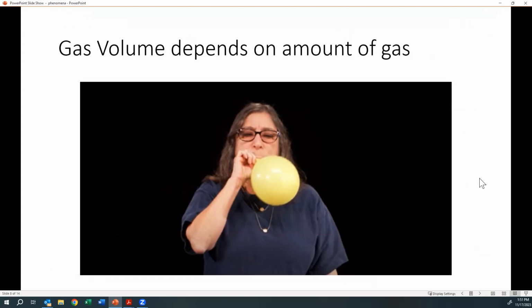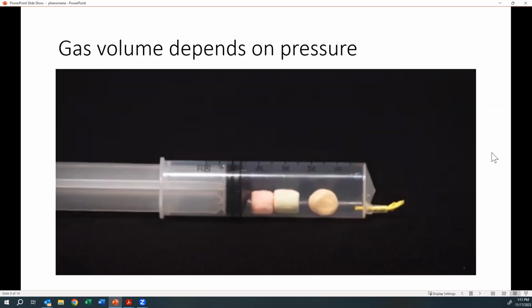This was an observation that he made, I think probably in a syringe, that the more sort of gas that they put into this syringe, the more space volume it occupied. So here's another one, how the gas volume depends on pressure.